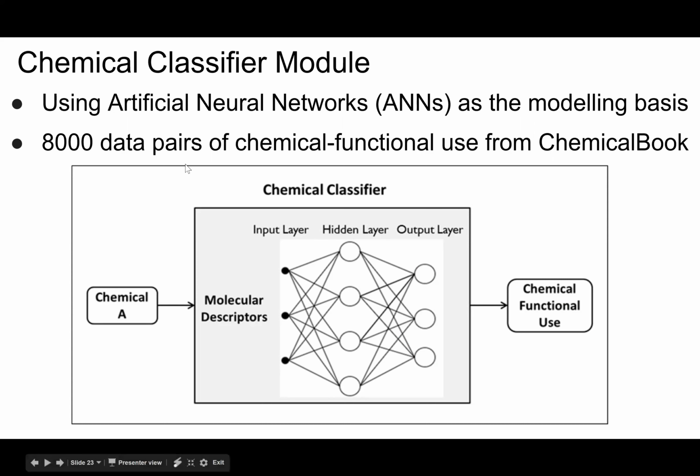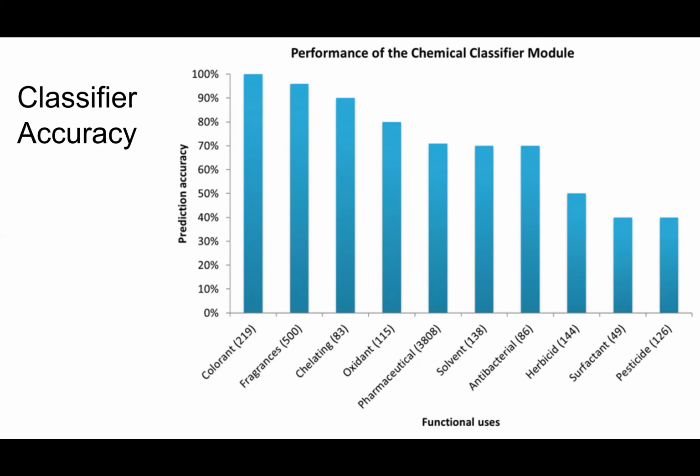So 8,000 data pairs are the raw data we have. We trained the model with about 80% of them and validated with 20% of them, roughly, not exactly to this number. And here is showing the classifier accuracy. On the x-axis, we have different functional uses, and on the y-axis is the prediction accuracy. For example, we have obtained very good accuracy on colorant as a functional use. The number here is the sample size we have for each functional use.